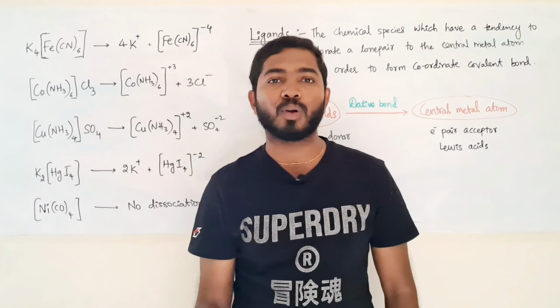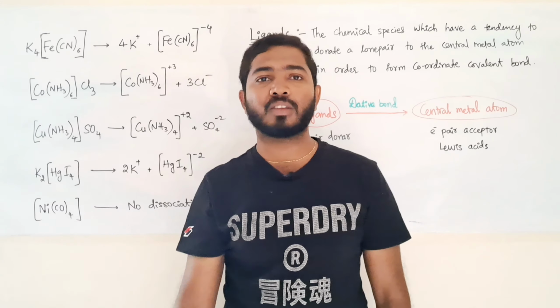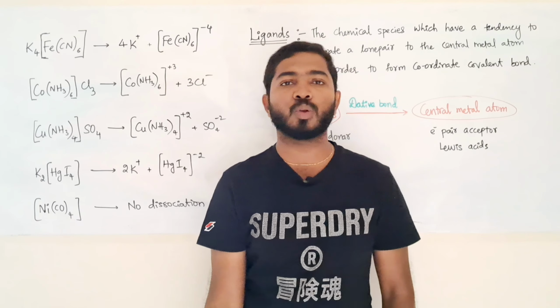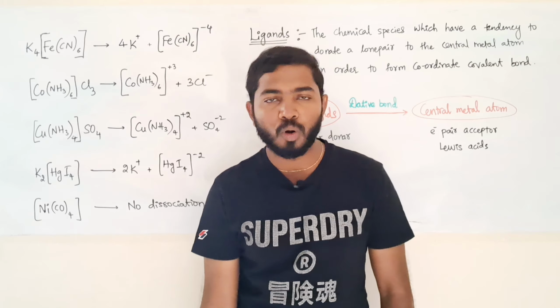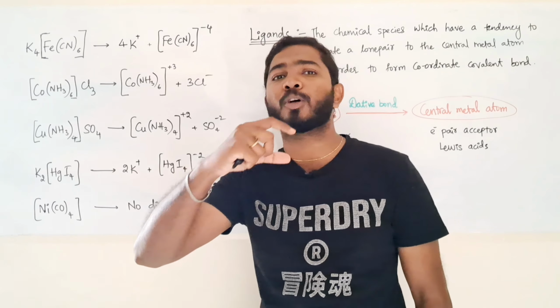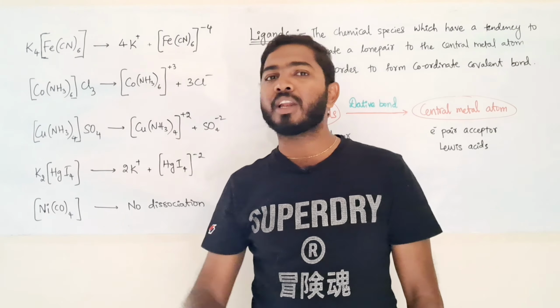So you may get a doubt, sir, how can we say how many lone pairs the ligand is going to donate to the central metal atom? That we will see soon in the next video, hopefully. Depending upon the number of lone pairs the ligand is donating, that many dative bonds we are going to get.